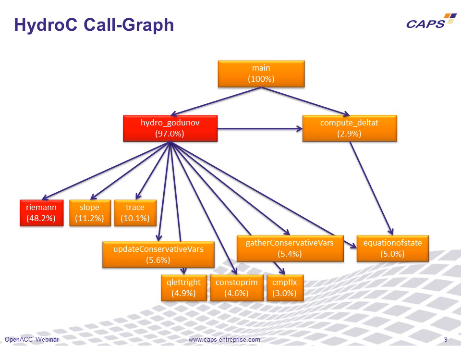Following the methodology, we have profiled the HydroC execution. As a result, we noticed that the HydroGodunov function is responsible for 97% of the application time. This function relies on the Riemann algorithm to perform the main part of the computations. According to the methodology introduced before, we will start by porting the Riemann hotspot to GPU. This critical step will define whether the code porting project should be continued or not.